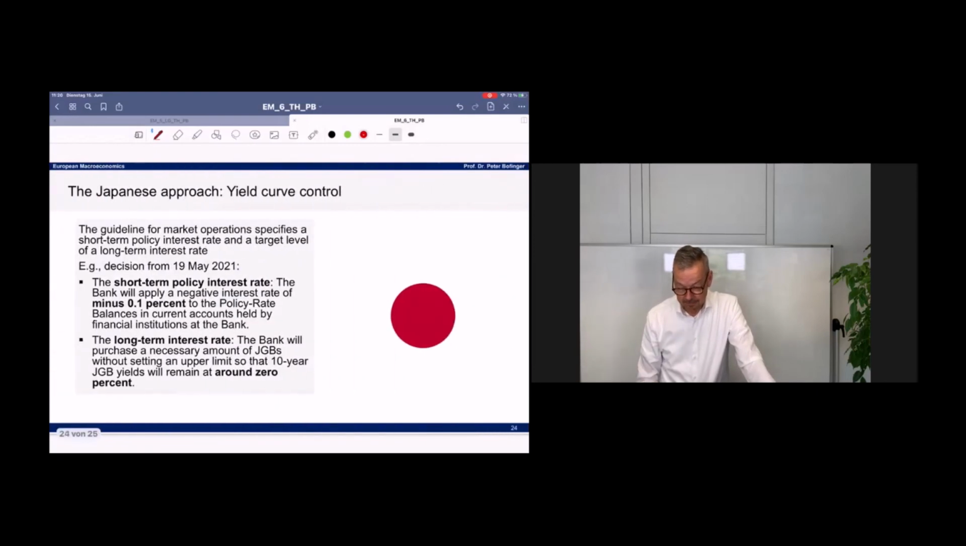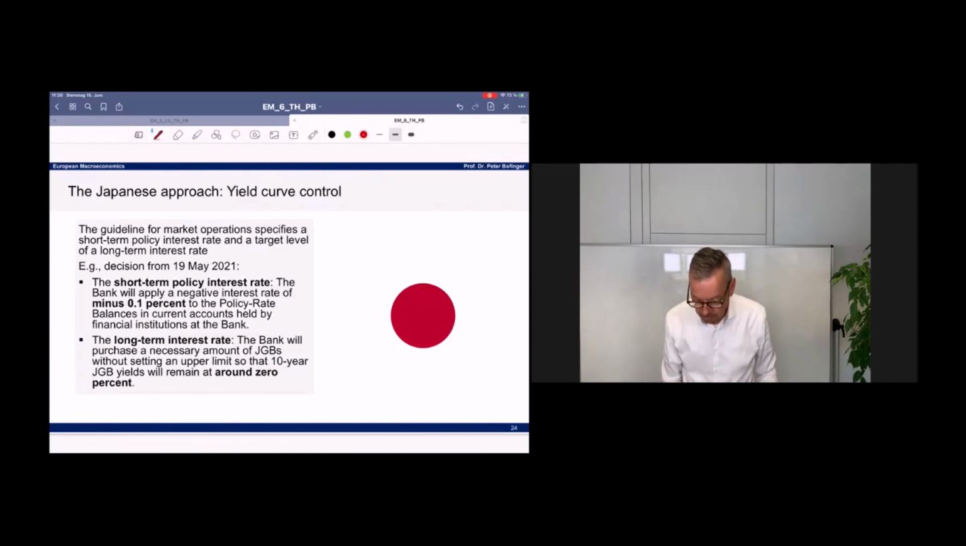So finally, coming back to the quote by Keynes at the beginning. What you can do if you combine conventional and unconventional policy, you can control at the same time short-term and long-term interest rates. And this is very explicit in the so-called yield curve control that the Bank of Japan started in 2016. And you can see how they do it.